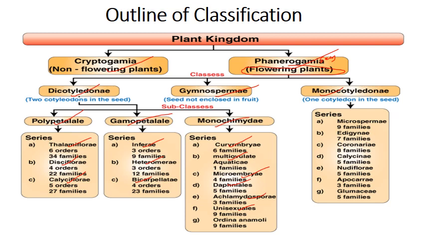So there are seven series of Monochlamydeae. The next is Gymnosperm. It is divided into 3 classes that I have already discussed, that is Cycadopsida, Coniferopsida, and Gnetopsida.